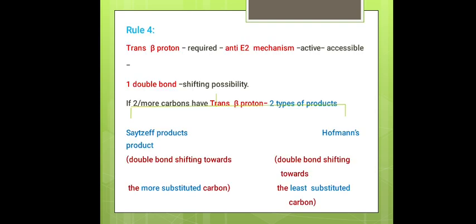Rule number 4. Trans beta proton is required; the anti E2 mechanism is active and accessible when double bond shifting is possible, and if 2 or more carbons are there with trans beta proton, 2 types of products are formed: Saytzeff product and Hofmann product. Saytzeff product is the double bond shifting towards the more substituted carbon, and Hofmann product is the double bond shifting towards the least substituted carbon.